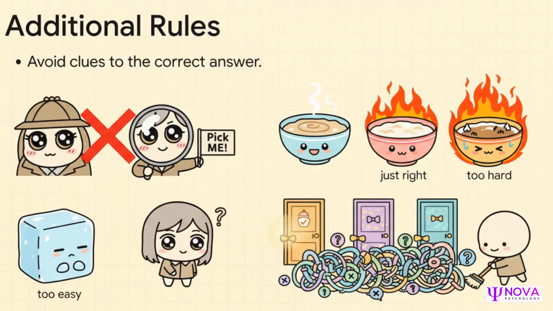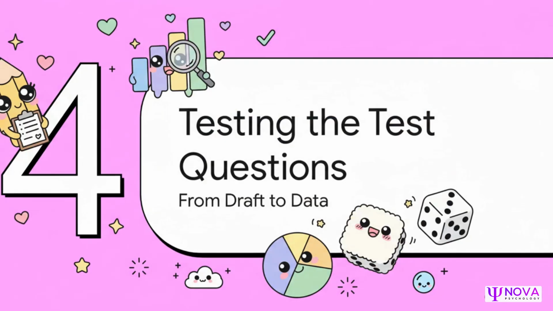Beyond those big three, there are other vital rules. You have to avoid any grammatical clues that might accidentally give away the right answer. You want to aim for questions that are moderately difficult, because that's the sweet spot for telling people apart. And for multiple choice, this is crucial. Every single wrong answer, every distractor, has to seem believable. A good distractor often represents a common mistake people make. Now, writing items that follow all these rules is really just step one.